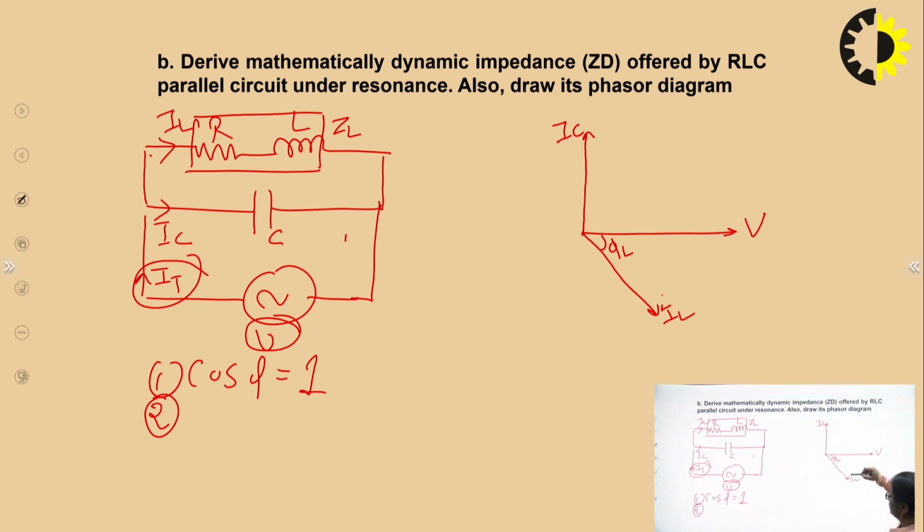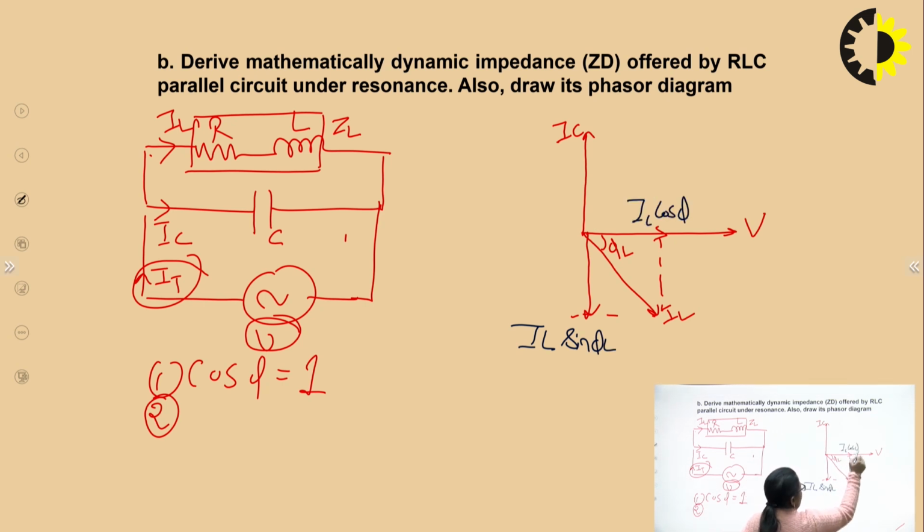What should be the condition? We can resolve IL into 2 different components, as this is phi L. One is IL sin phi L and another one is IL cos phi L. So if IC is equal to IL sin phi L, these two will cancel out each other and I'll be left with just IL cos phi L, which will be the total current taken by the circuit, and that is in phase with the voltage.